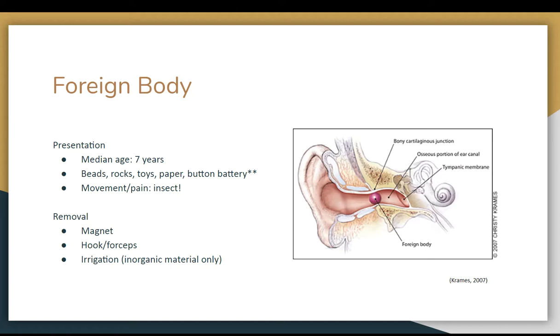Again, irrigation can only be done if the eardrum is intact, and you want to be careful with irrigation too if you have an organic item in there. So for example, a bean or a pea, the moisture from the irrigation can cause the item to swell, and so you don't want that because then it's harder to get out. So just as a tip too, if you have something like a button battery that's magnetic, you may be able to use a magnet to pull whatever it is out of the ear.